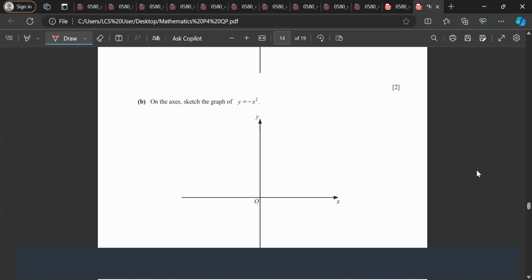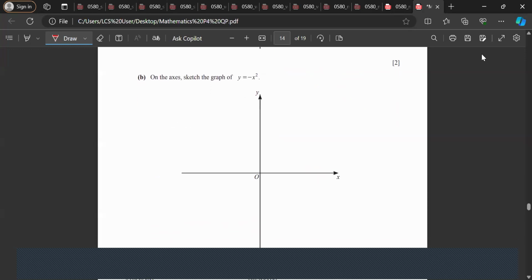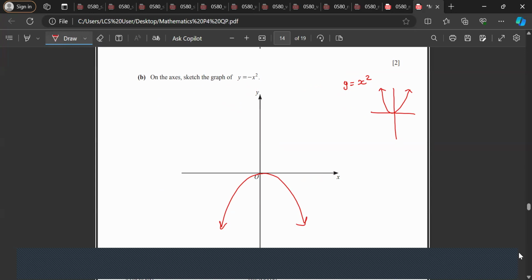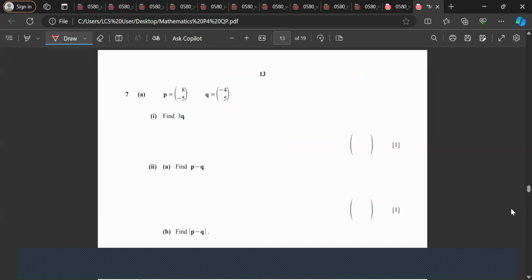For this, y equal negative x squared. These are two famous questions: y equal x squared and y equal negative x squared. So this is y equal x squared and this is y equal negative x squared. It is like a parabola like this. This is called a parabola. Okay? Any problem? No.